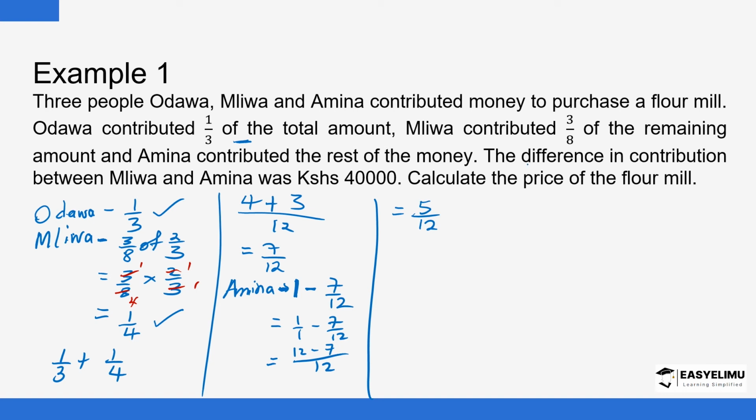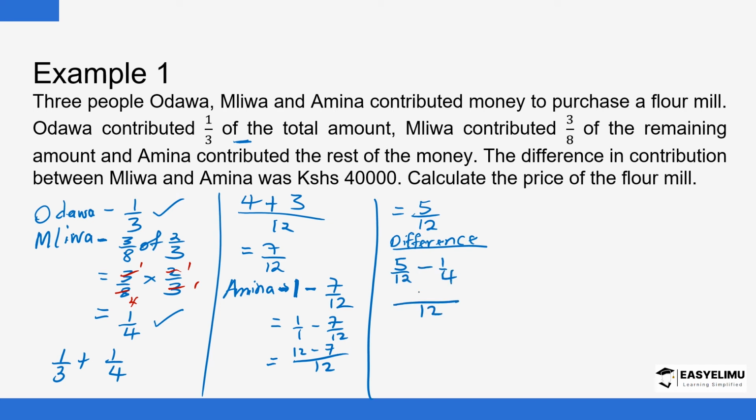Now, the difference in contribution between Mlewa and Amina. So we need to find the difference. Mlewa is a quarter and Amina is 5 over 12. Again, the LCM is 12. 12 divided by 4 is 3, 3 times 1 is 3. 12 divided by 12 is 1, 1 times 5 is 5. So that tells you that we needed to subtract a quarter from 5 over 12, so it's supposed to be the other way around. So 5 over 12 minus a quarter.